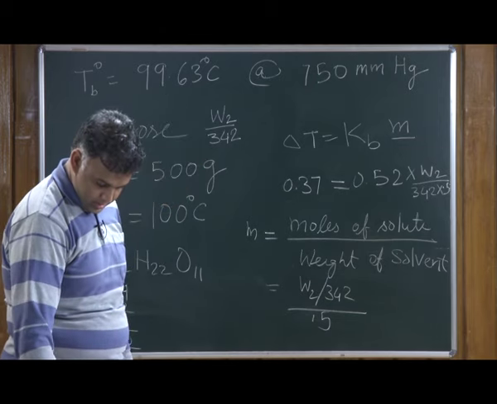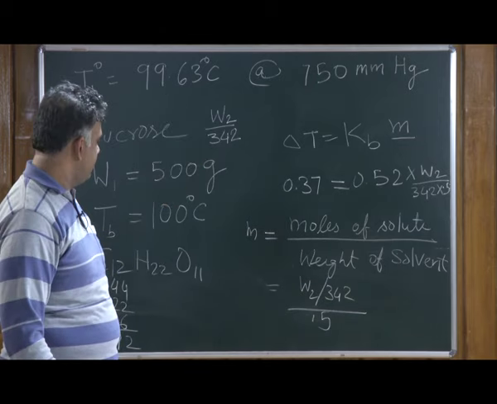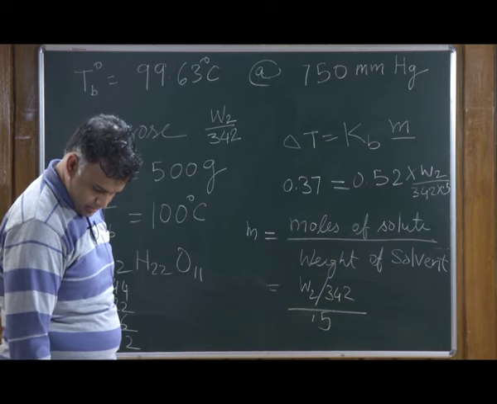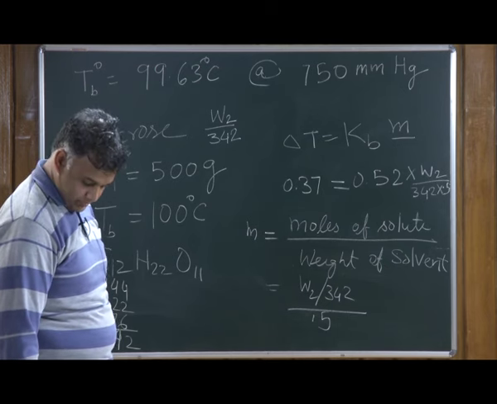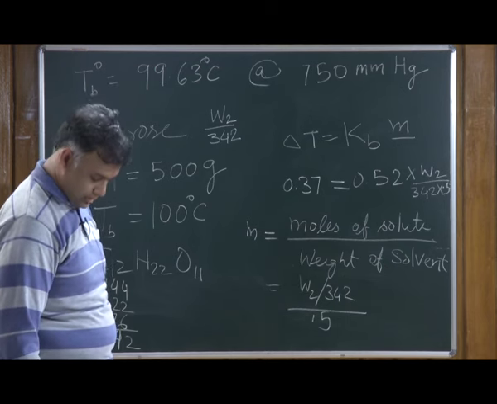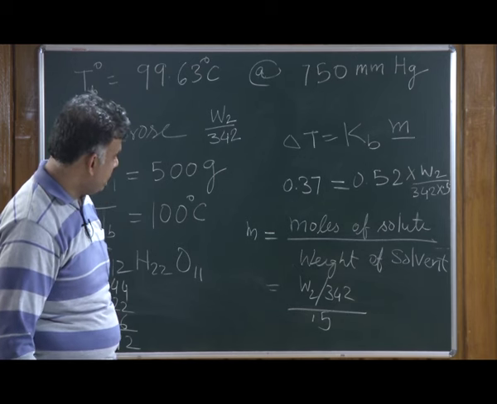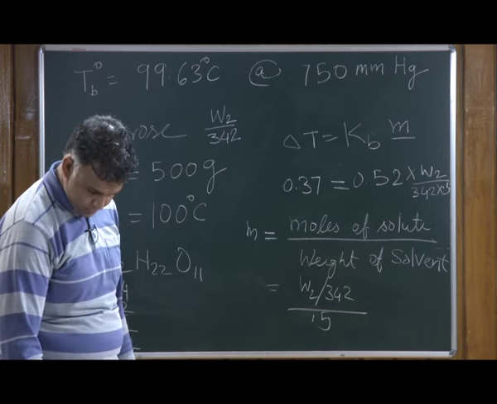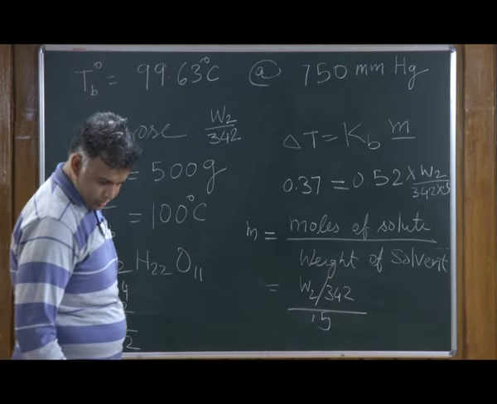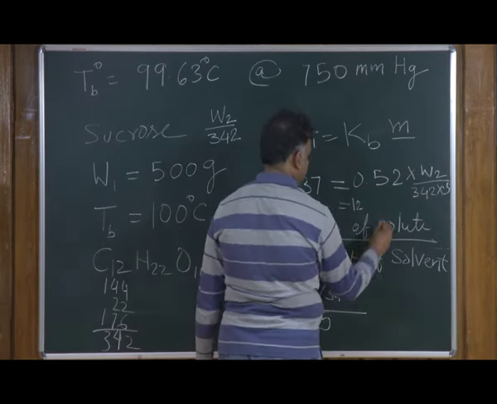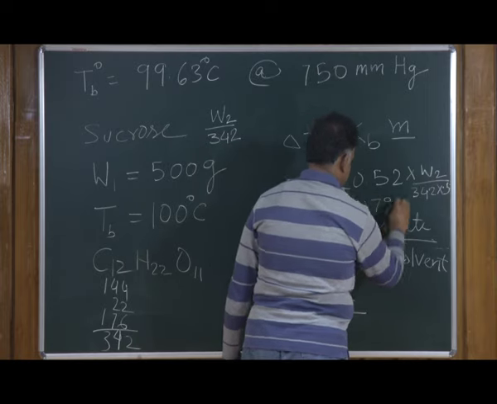Okay, let us use the calculator, 0.37 multiplied by 342 multiplied by 0.5 divided by 0.52. So, the answer comes out to be approximately 121.7 gram.